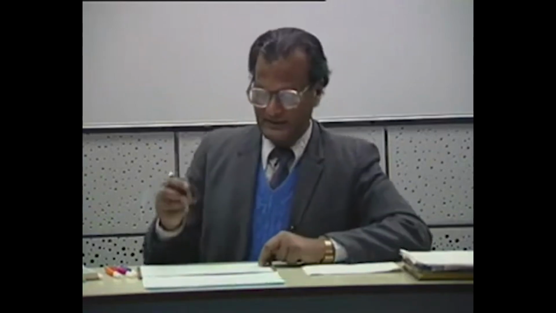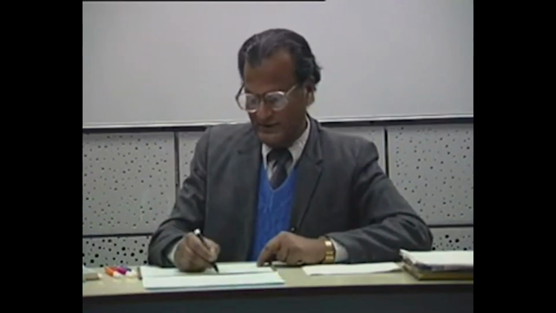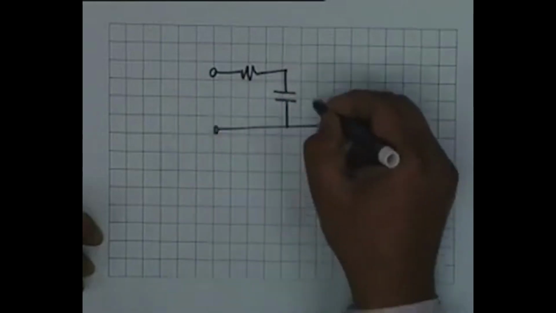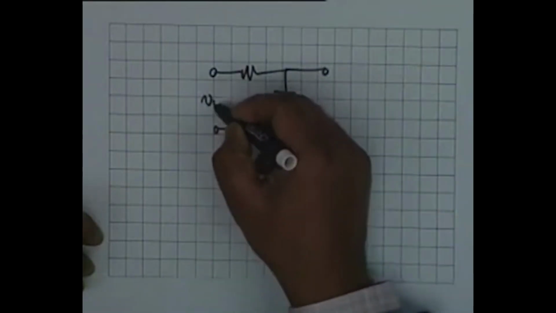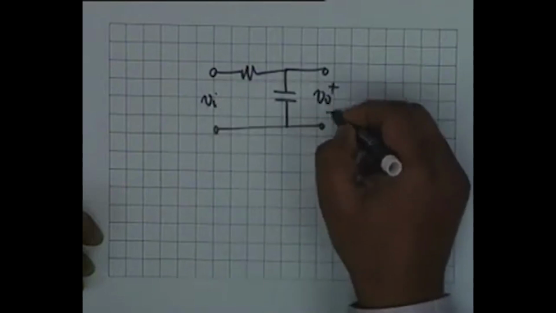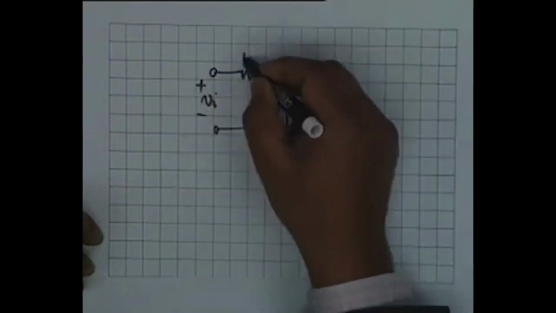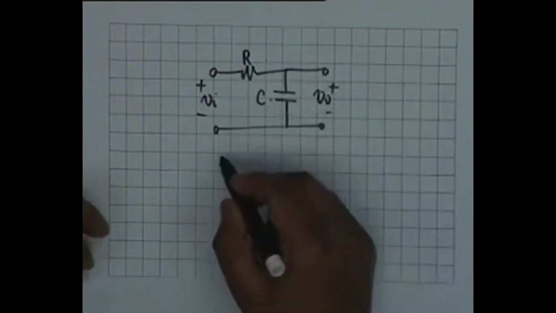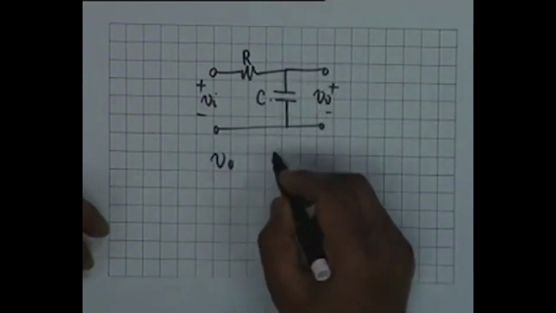In a similar manner, we can get an integrator. An integrator is a series resistance and a shunt capacitance. This is Vi, this is V0. This is the passive circuit, this is R, and this is C.